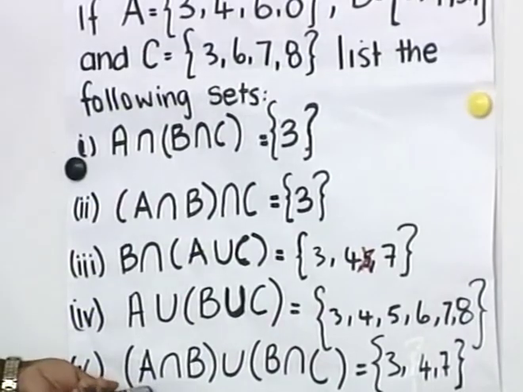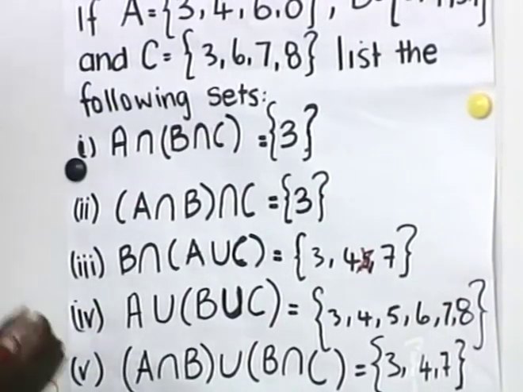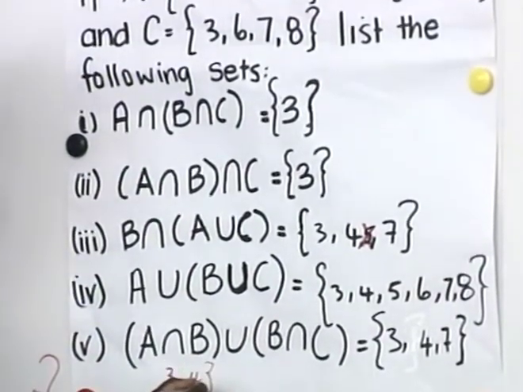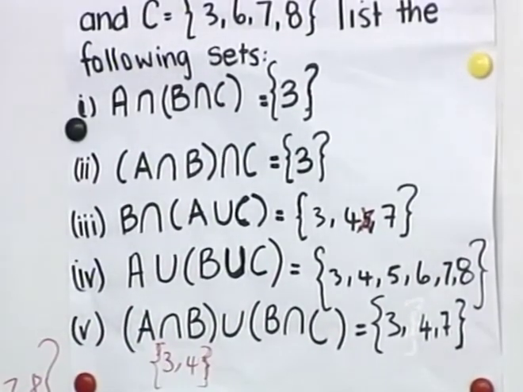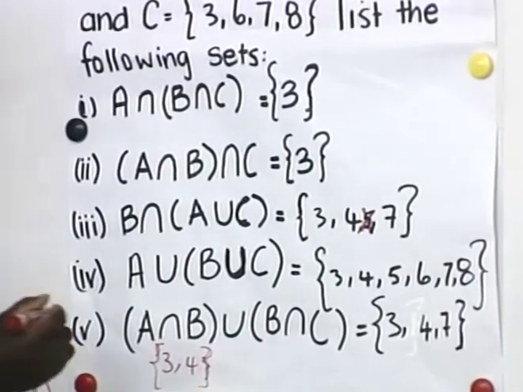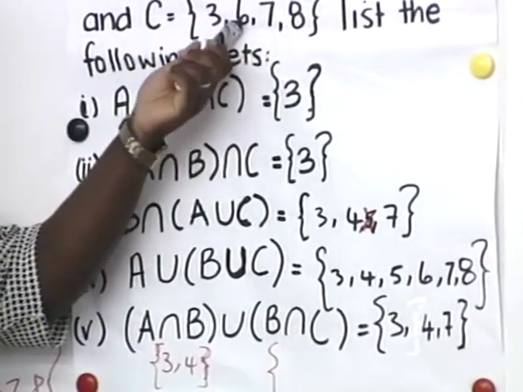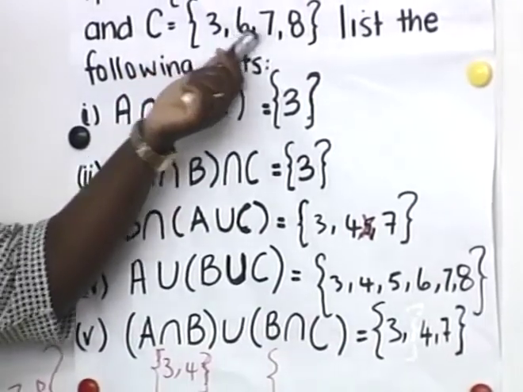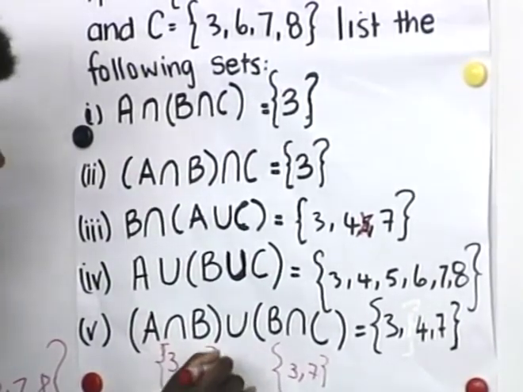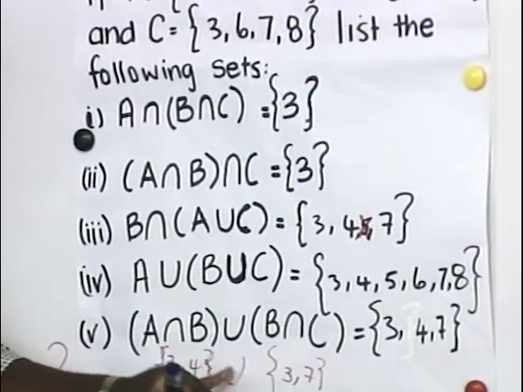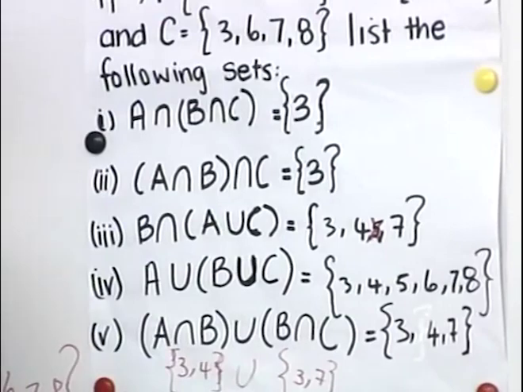This one you have to find the set A intersection B first, which is 3 and 4. Correct? Am I right? Okay. B intersection C has numbers 3 and 7. So this is 3 and 7. A intersection B union B intersection C will be 3, 4, and 7. It's all these numbers. So this is very easy.